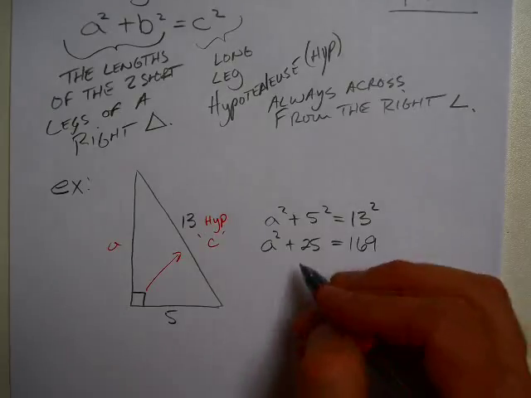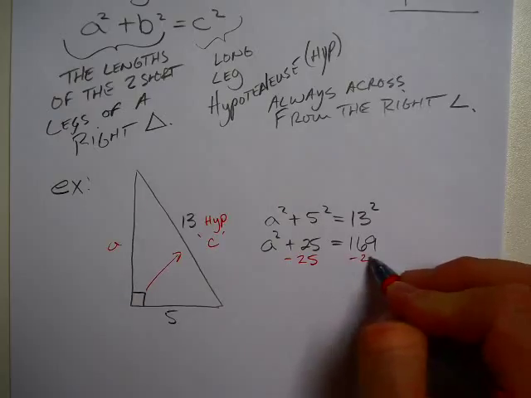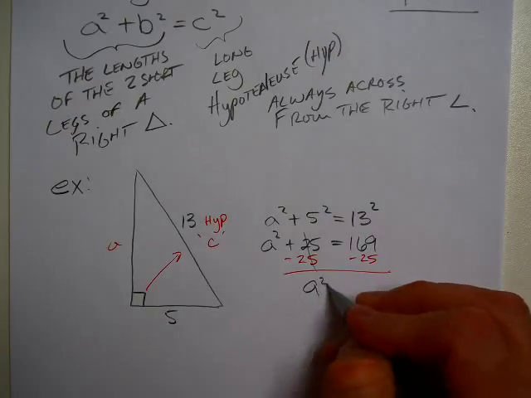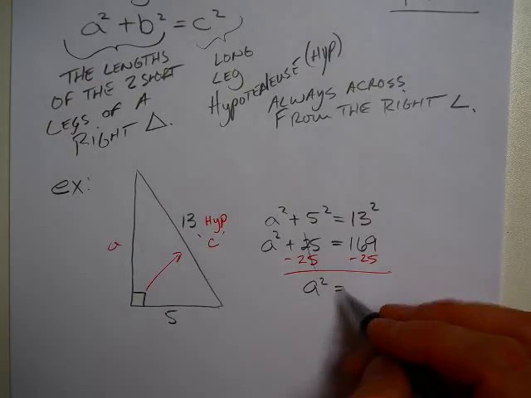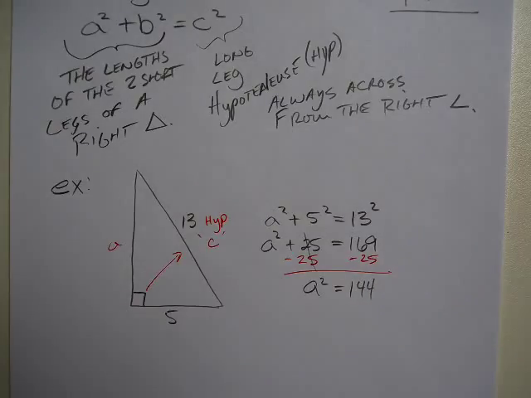So now we've got to solve the problem for a squared, so I'm going to subtract 25 from each side. That's going to cancel those. And I get a squared equals 144. Now, can this be 144? No, that would make it the longest side. We already know it's not the longest side, right?